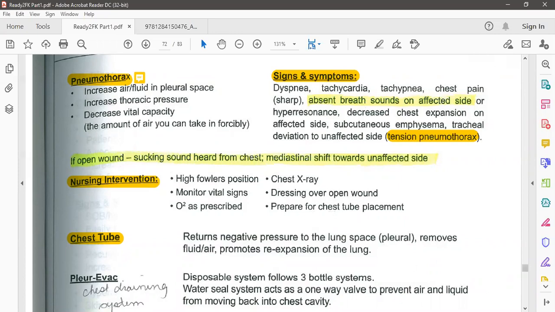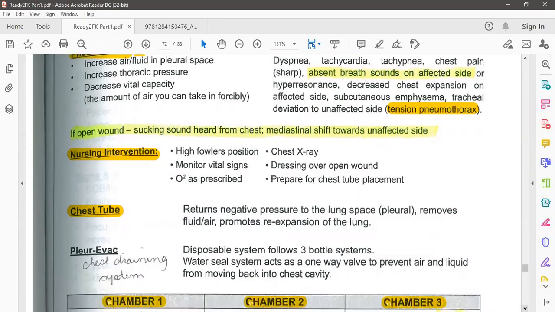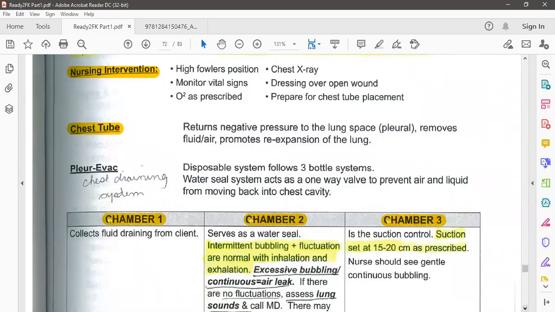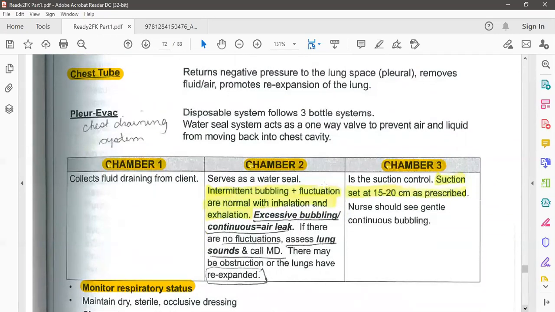So now we are going to focus on the chest tube. That is super important for the NCLEX board. If I ask you, what is the function of a chest tube? You can tell me it removes air and fluid from the pleural space. Or you can tell me that with pneumothorax we use a chest tube, and with hemothorax we use a chest tube.